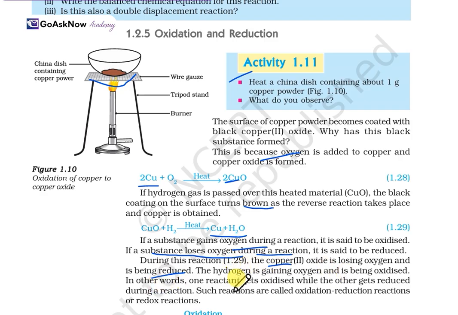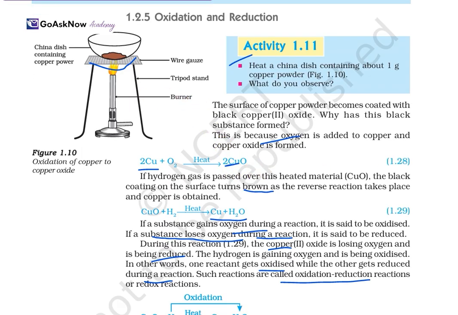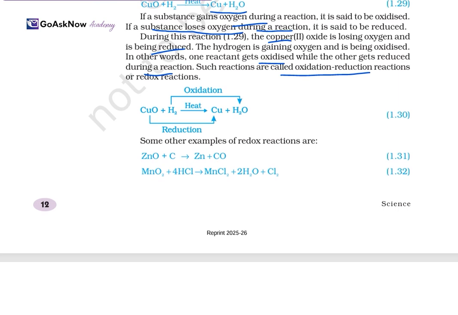In other words, one reactant gets oxidized while the other gets reduced during the reaction. Such a reaction is called an oxidation-reduction reaction. When it is gaining oxygen, it is oxidized, and when it is losing oxygen, it is reduced. So oxidation and reduction: here, CuO and H2 with heat given, H2 is gaining, so oxidation, and CuO is losing, so reduction.